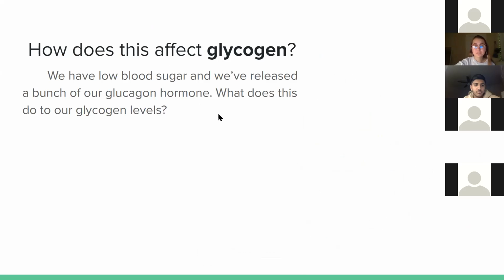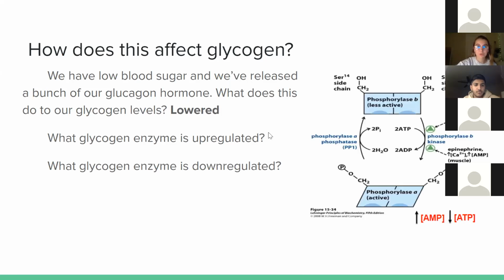Specifically under these conditions, how does this all affect glycogen? So as we mentioned before, we have low blood sugar and we've released a bunch of glucagon hormone into our bloodstream. So what is this going to do to our glycogen levels? This is in turn going to lower our glycogen levels. This should make sense in that we are told that we are in a state of low blood glucose. So our body is going to want to stimulate the breakdown of glycogen in order to increase our blood glucose.